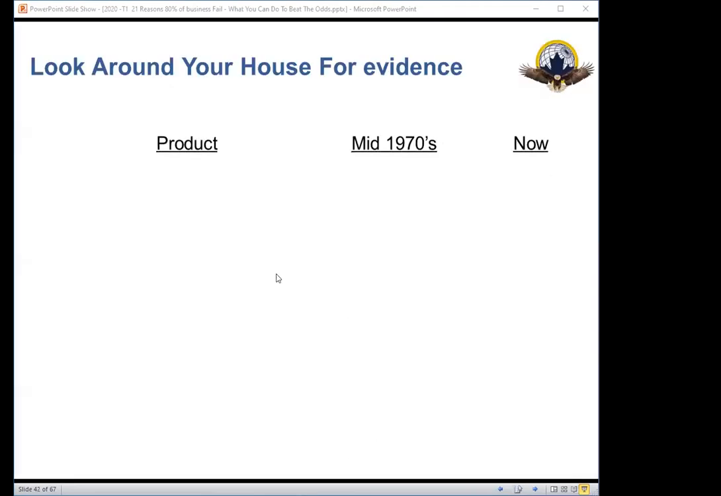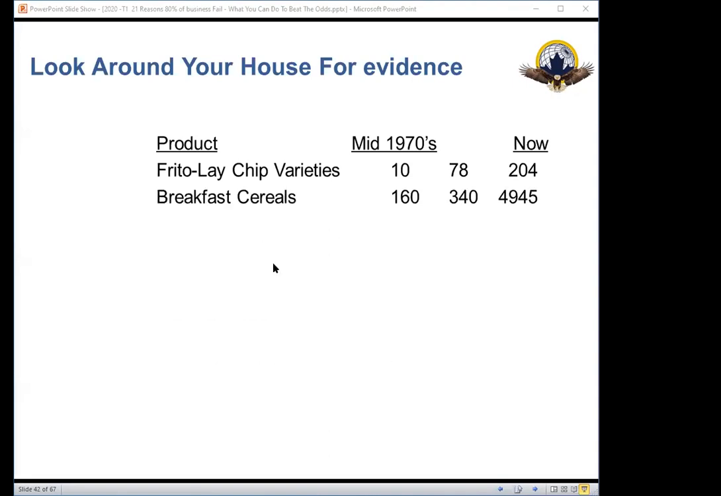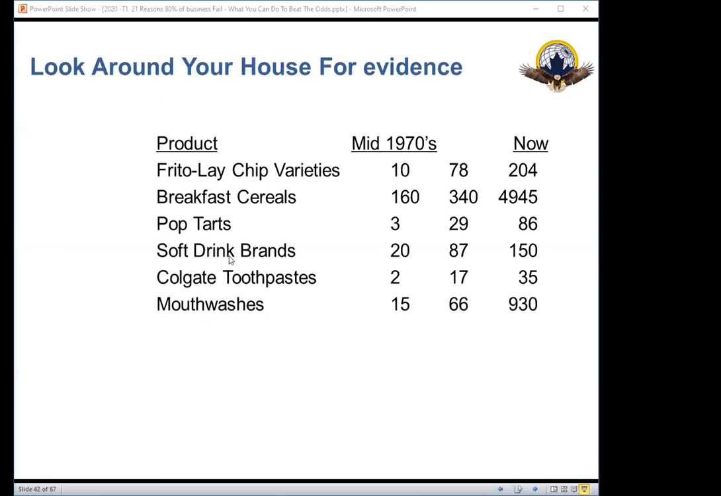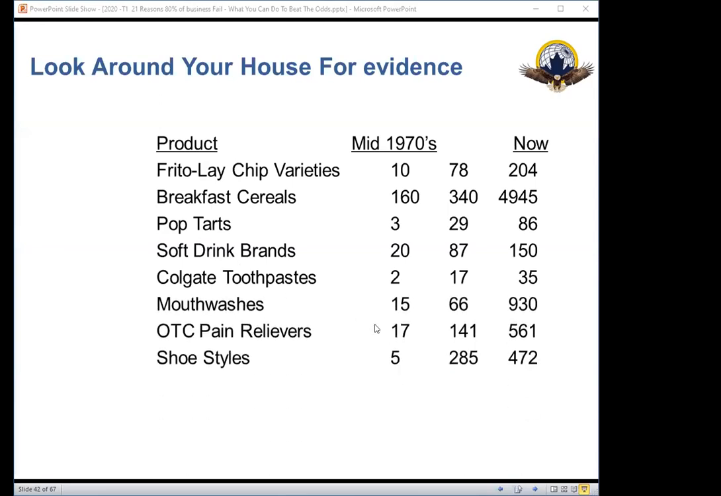So let's show you a little bit of evidence about products. Frito-Lays. In the 1970s, there were only 10 Frito-Lays. There's 204 different variations of chips now. It's insane. Breakfast cereals went from 160 to 4,945. A lot more competition. I probably don't want to be a breakfast cereal, or if I do, I want to really differentiate. And there have been some really great innovations in regards to breakfast cereals, funny enough. Pop-Tarts, 86. Soft drinks, toothpaste, mouthwashes, pain relievers, from 17 kinds of pain relievers to 561. They're probably all prescribed.